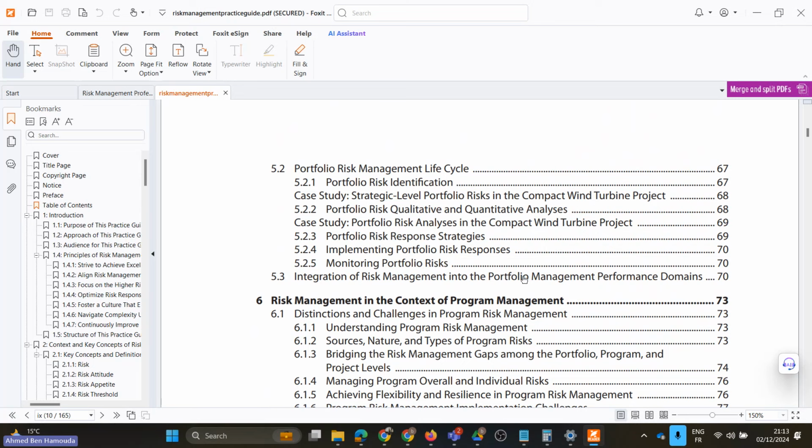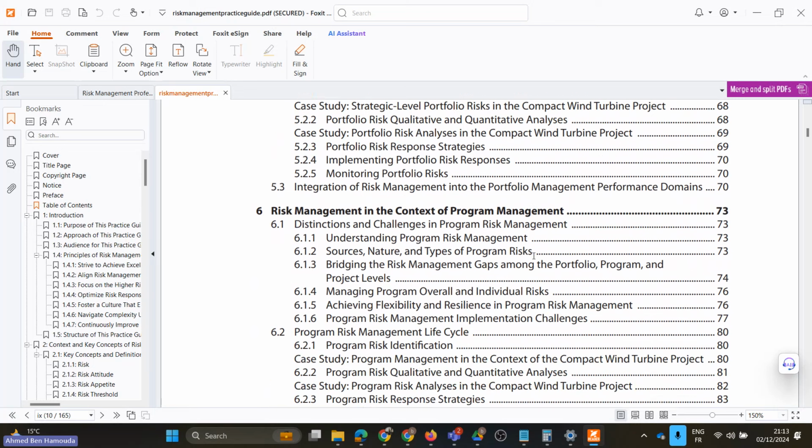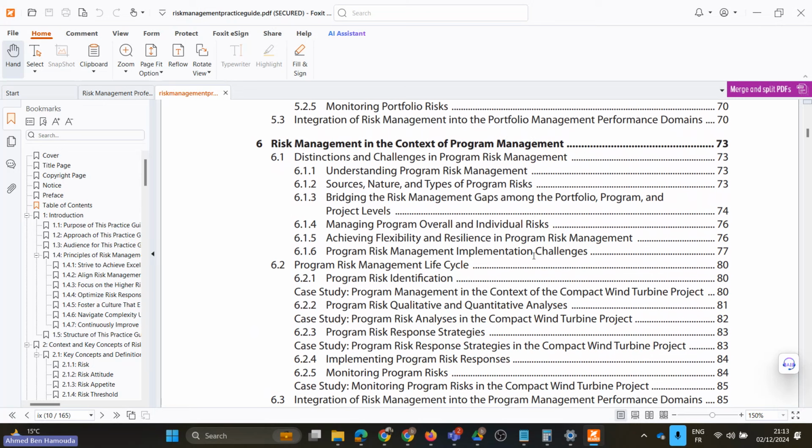And here for the portfolio management performance domains, you can refer back to the PfMP certification and its related ECO and other textbooks. Okay. Then on the program level, again, it is almost the same structure. Okay, on the program level.